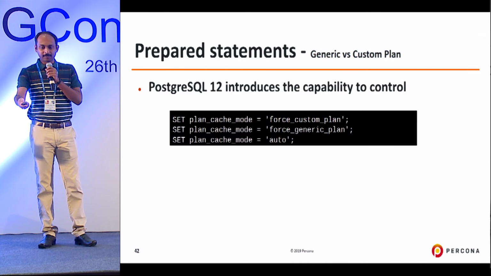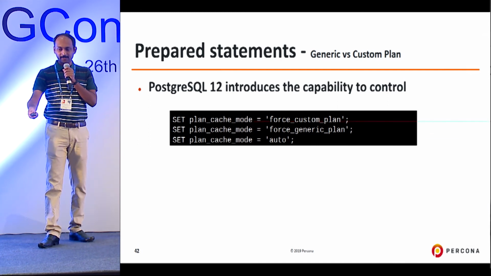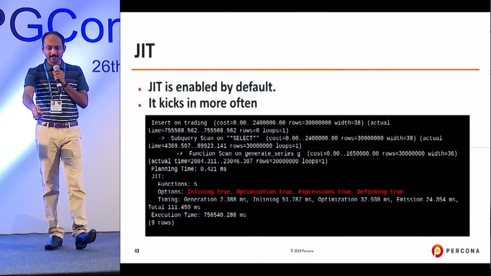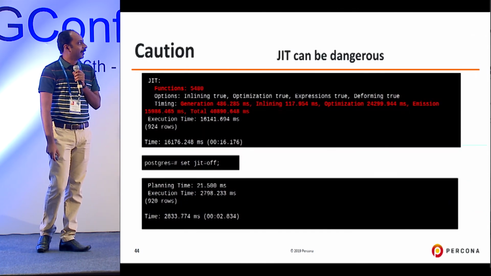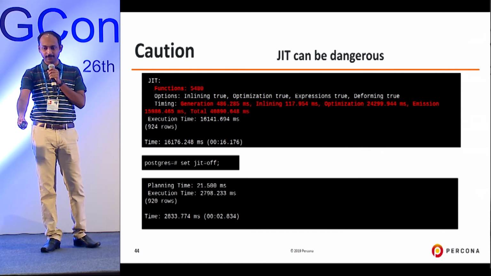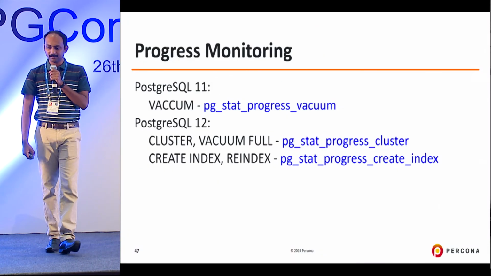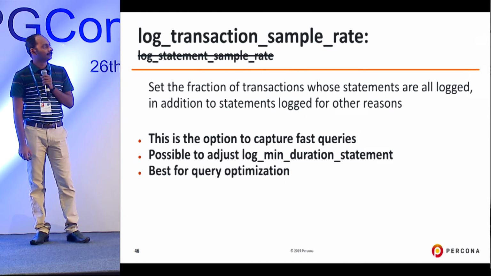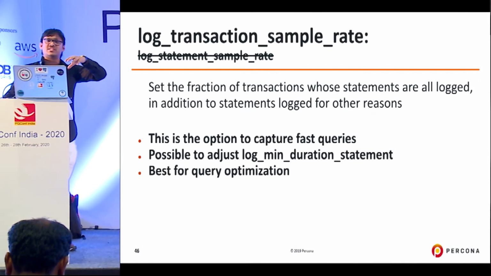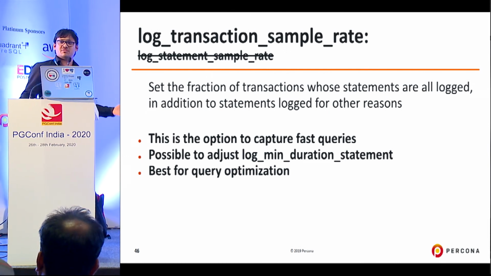And for prepared statements, now we have the option to explicitly specify whether to use a custom plan or a generic plan. Tomorrow I'll be talking about this in my session. And JIT is enabled by default. JIT is not always great for all workloads, so be very cautious about that. And there are monitoring improvements. Earlier you used to have log_min_duration_statement, but now we also have a sample rate where you can set a sample rate of 10%, so 10% of queries can be captured. That way it's not that the faster queries are not getting captured, but now they can be captured with a sample rate, right?